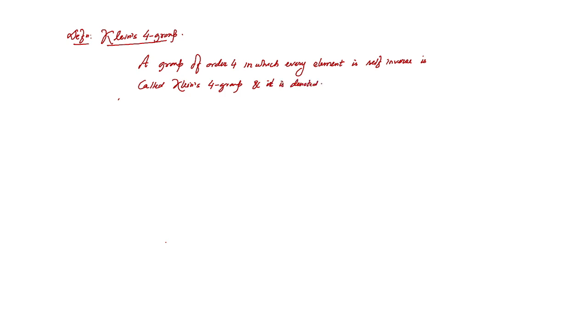Here the definition is: a group of order 4 in which every element is self inverse is called Klein's group, and it is denoted by K4, or in some books you will see V4.